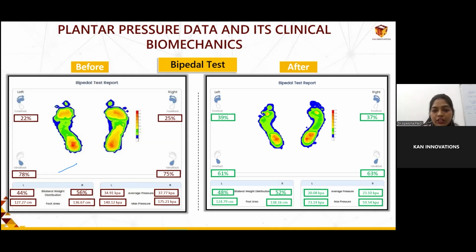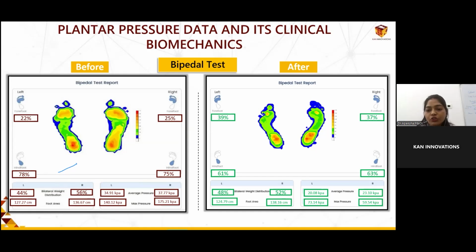After the intervention of the insoles, the patient shows significant changes. Now he is showing bilateral weight distribution of 52% on the right side and 48% on the left side. As we can clearly see, the numbers are telling us his weight distribution has changed. And the average pressure is under control, in the safe zone, which is 23.10 kilopascal on the right and 20.8 kilopascal on the left. So after changing his distribution with the insoles, he can significantly change his pressure as well.